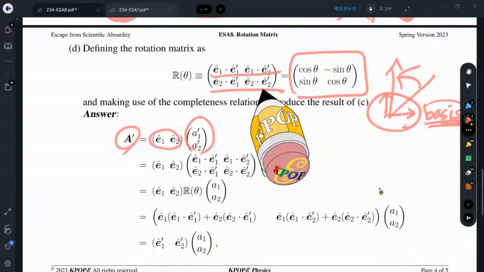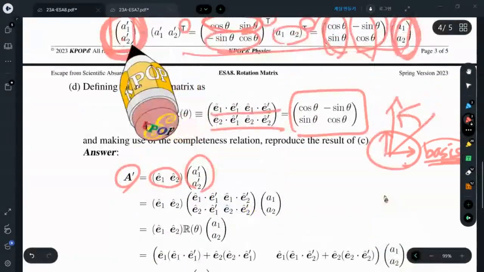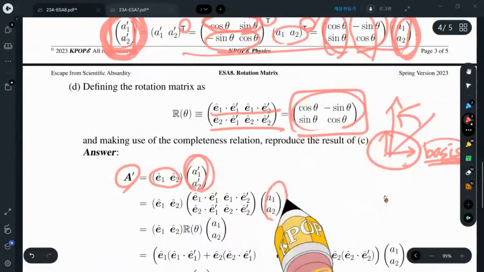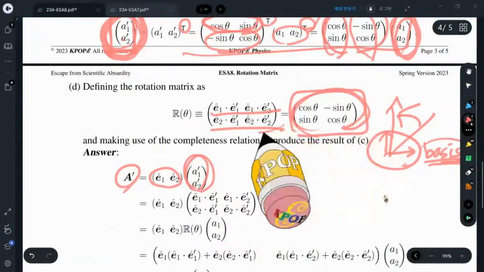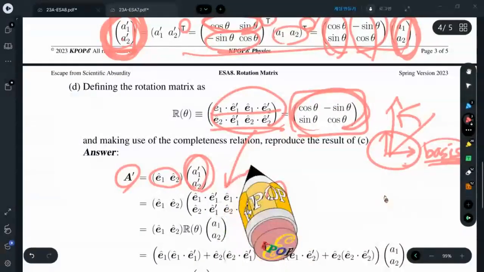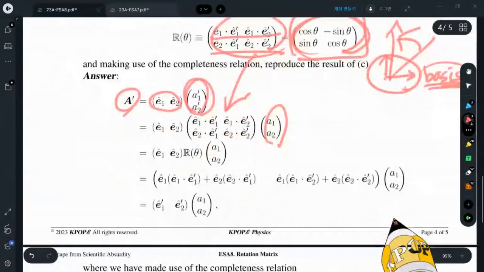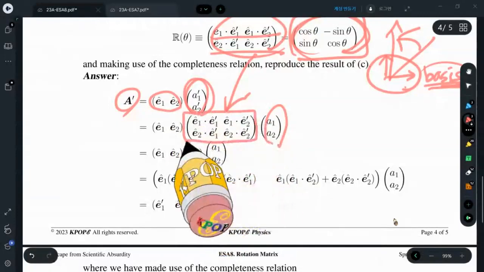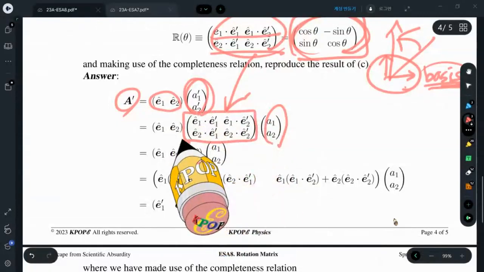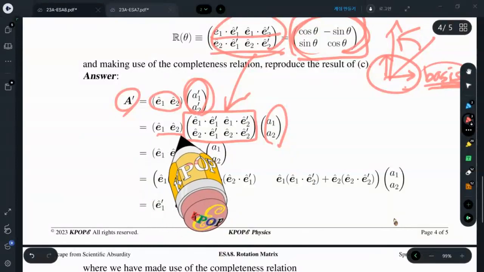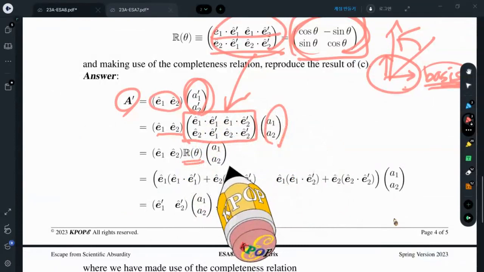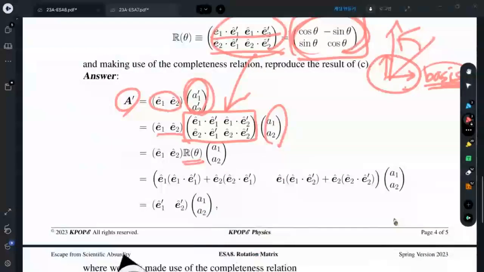And then using this idea, these new coordinates are this one multiplied by the old ones. And this one is copied in here. We define the rotation matrix for the active transformation. We keep the basis the same, but we change the coordinates. The result is this form.